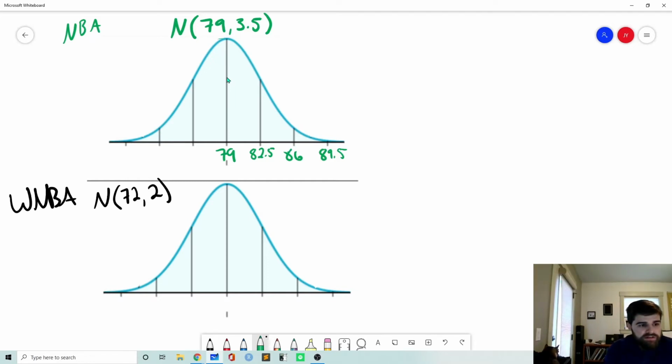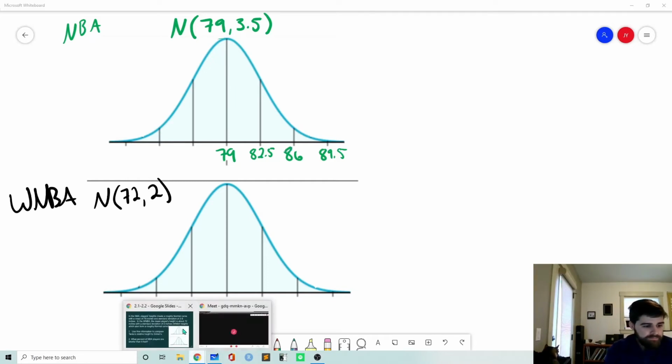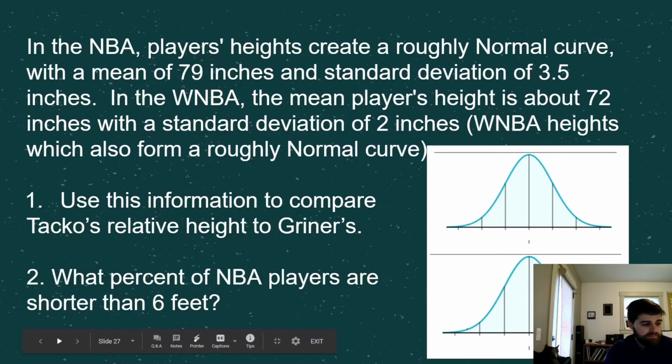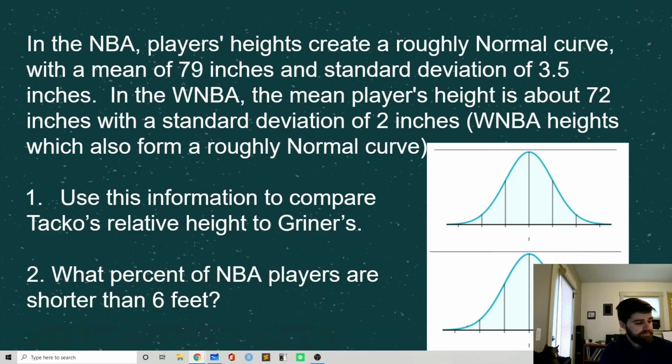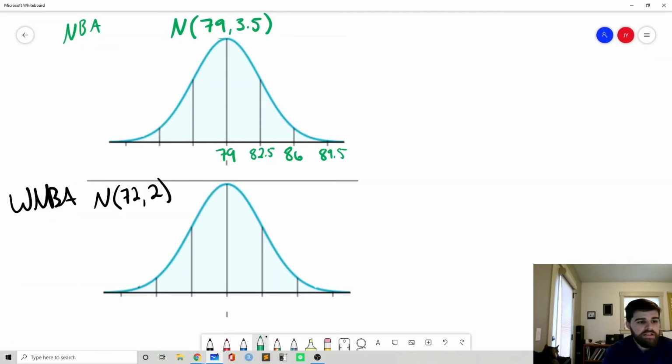Okay, so let's figure out where Tacko is. Tacko is big, 7'5", so that's 89 inches. So 89 inches puts Tacko predictably near the very top. 89, that's our boy Tacko. So we can predict where Tacko is.